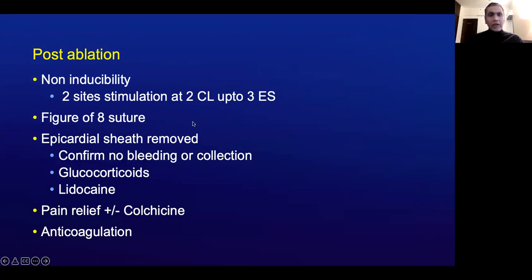Post-ablation, there was non-inducibility of the arrhythmia when stimulating from 2 sites at 2 cycle lengths up to 3 extra stimuli. We closed our access sites in the groin with a figure-of-8 suture on the venous axis and reversed the heparin and pulled out the sheaths for the arterial axis. The epicardial sheath was removed after we confirmed no bleeding or collection of fluids. Glucocorticoids and lidocaine were instilled in the pericardium. Pain relief was given with colchicine as required, and the patient was anticoagulated post-procedure for a period of a month.